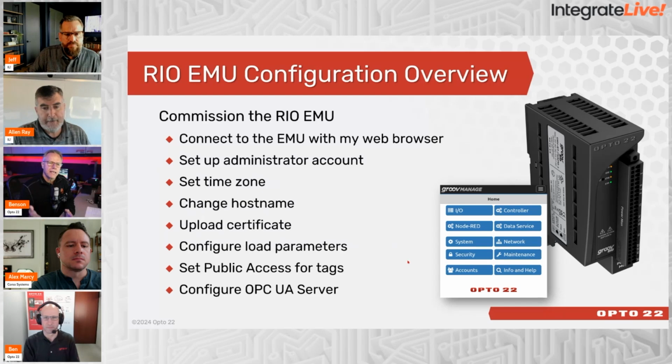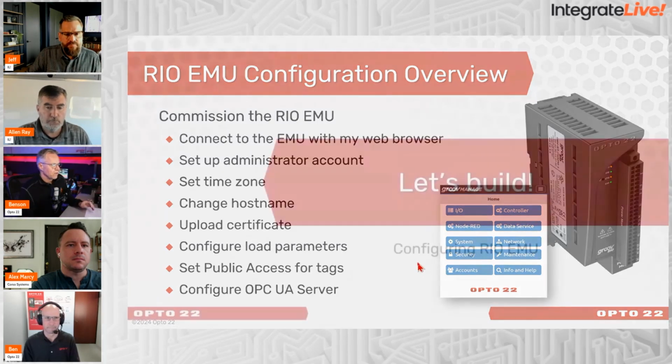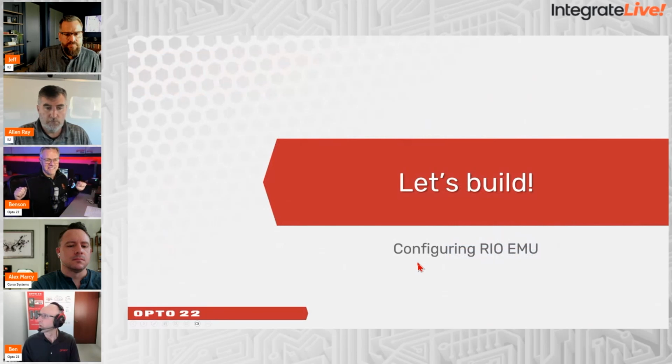So I'll do that, and then I'll configure the OPC UA server so that when I pass this worksheet over to Alex, he can actually configure Ignition to pull this data in. So it's time to build. This is a live build, so we are going to see how this goes.